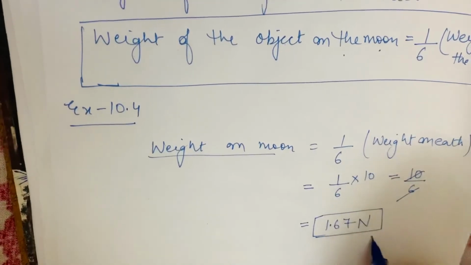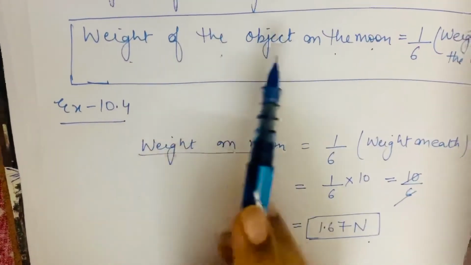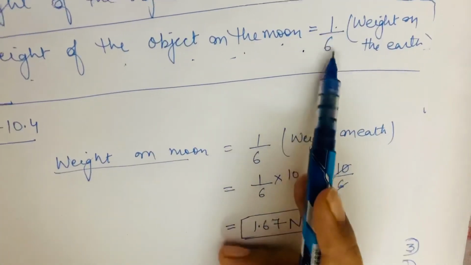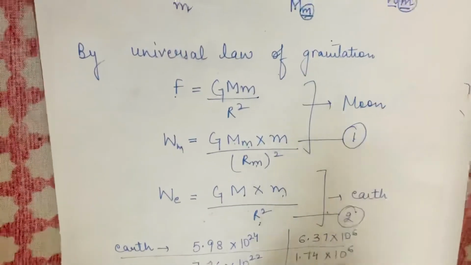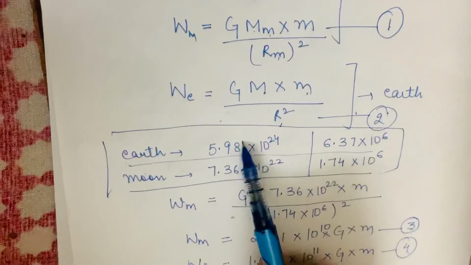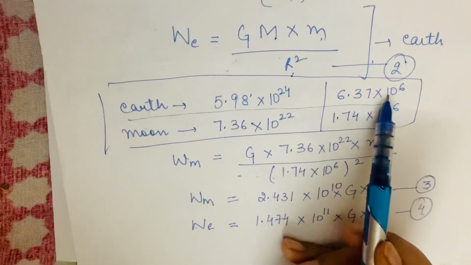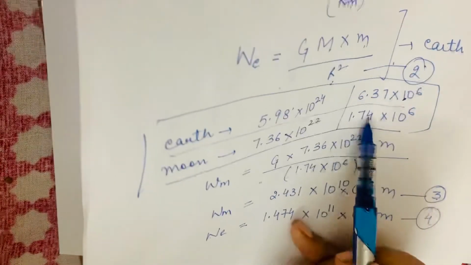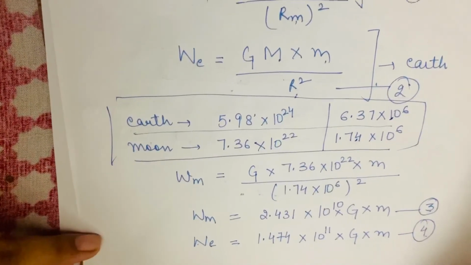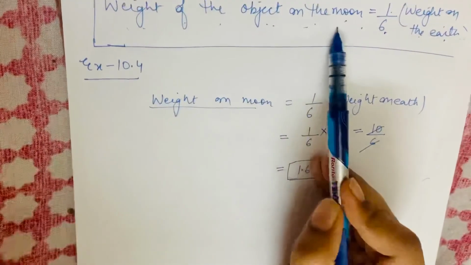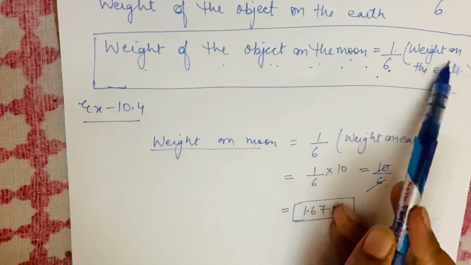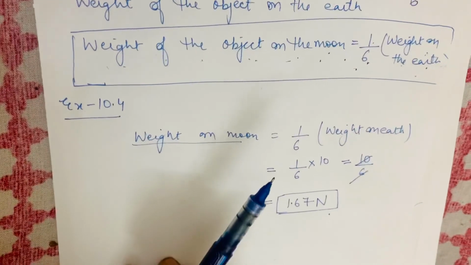So this is the result which came out, that the weight of the object on the moon becomes 1/6 of the weight of the object on the earth. In this expression, you have to remember these values, that is, the mass of earth and moon and the radii of earth and moon. I hope this topic is clear to you. Always remember the result, that the weight of the object on the moon becomes 1/6 of the weight of the object on the earth. I hope this topic is clear to you.